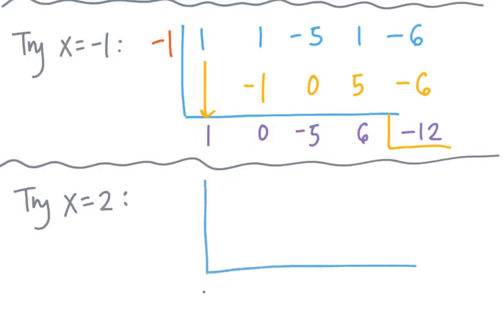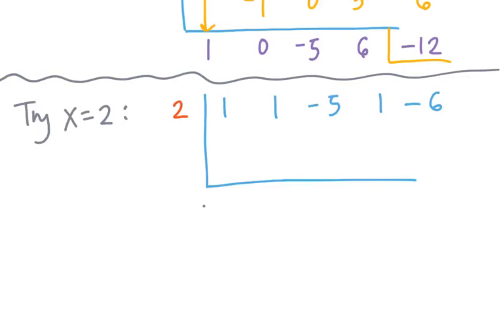So same starting point, 1, 1, negative 5, 1, negative 6. We're dividing this time by 2. So again, I'm just going to move through that synthetic as if we're pros at it because we've been doing it for a little while. Honestly, for me, the hardest part is keeping the color coding going. So I'm dropping, I'm multiplying, I'm adding, I'm multiplying, I'm adding, I'm multiplying, I'm adding, I'm multiplying, and I'm adding.